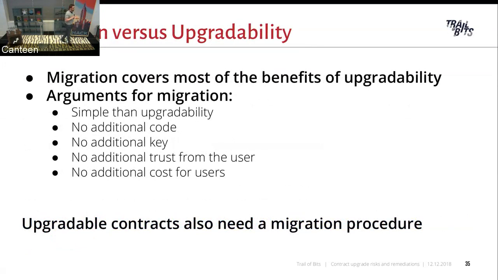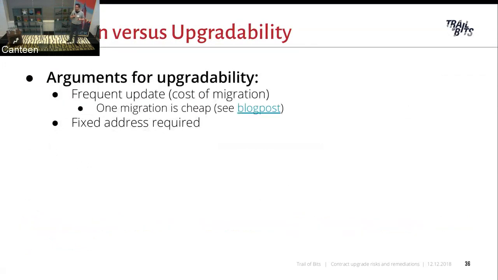So you may ask, is there any case where an upgradable system is still useful? There are some. As I said, one migration is cheap. If you want to upgrade your contract every week, it may become costly. So if you have a system where the code will change frequently, it may be too expensive to always do a migration. One issue with migration is also that every time you deploy a new contract, you will change the address and the entry point of the system, which may be more complex in a case where your contract interacts with other contracts.